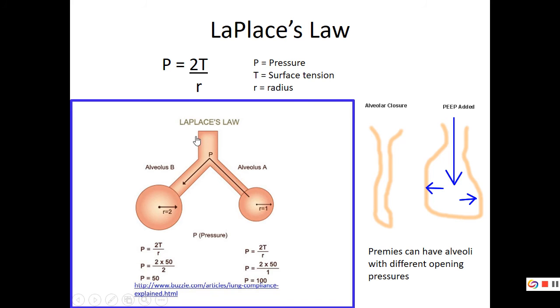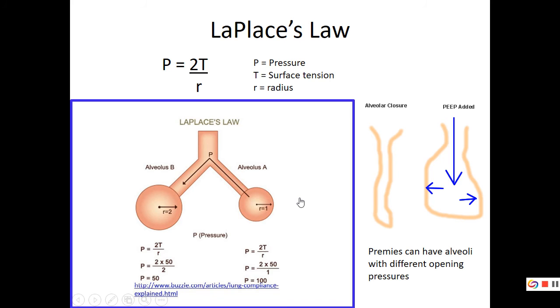Now, what do we do in the NICU? We don't just deal with the R. We also deal with the surface tension by giving surfactant. So we can lessen the pressure by giving surfactant. So we affect the top, the numerator part of the equation as well.